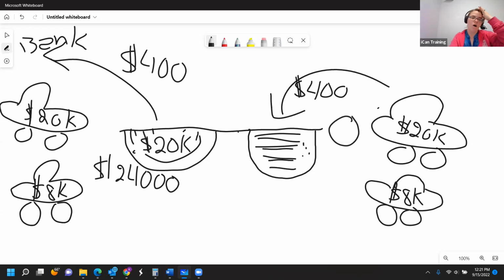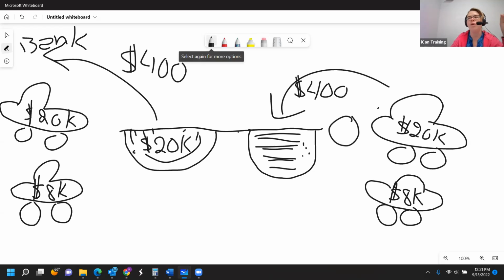So on this side, we have a $24,000 hole, and actually we're not even going to call it a $24,000 hole. We're going to say that we still have a $20,000 hole because the purpose of this exercise is that somebody is going to tell us, oh, but I have a 0% loan. Great. We're going to say that we have a 0% loan on both sides.